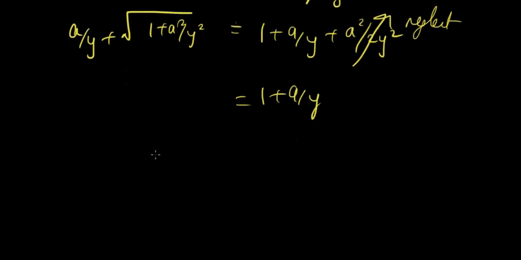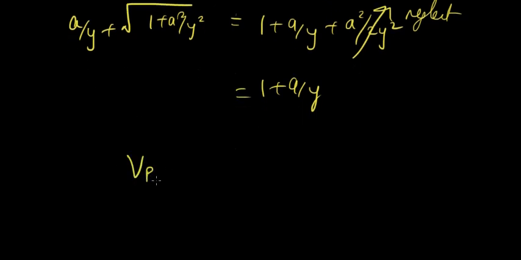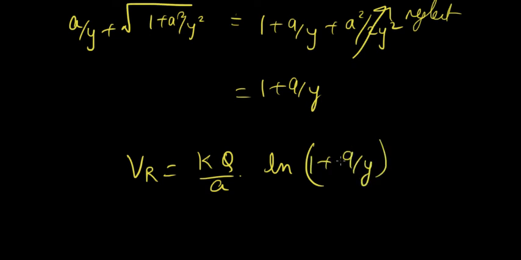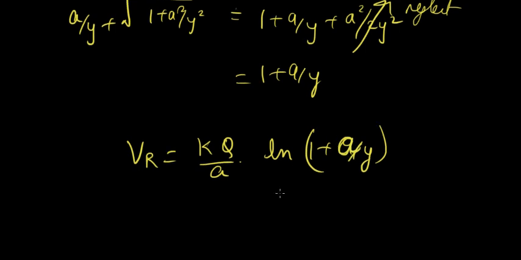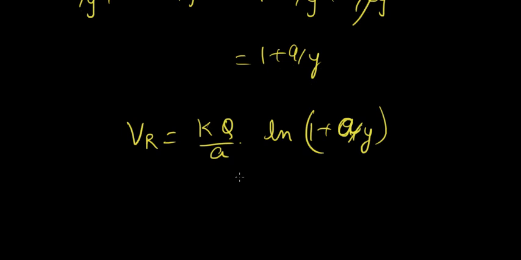Now, if you go back to the equation that we have for potential at r, you're going to get kq over a natural log of, the approximation of this is going to be this, right? So 1 plus a over y. This is not 9, this is a. I'm very bad at handwriting.